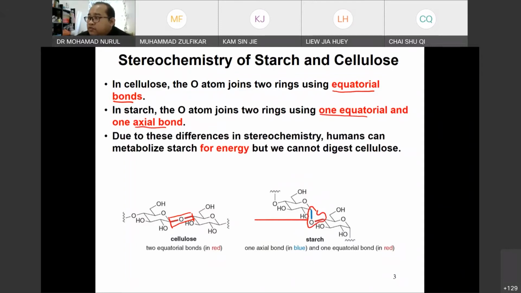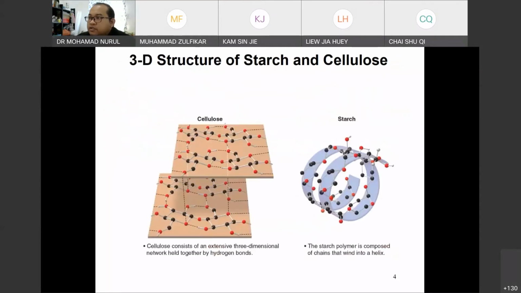And this difference in stereochemistry means humans can metabolize starch for energy but cannot digest cellulose. With cellulose, we use it in material chemistry. So this is the 3D orientation of starch and also cellulose.